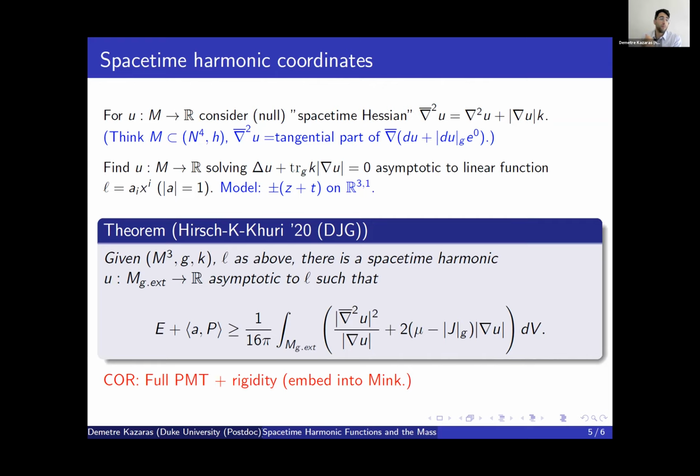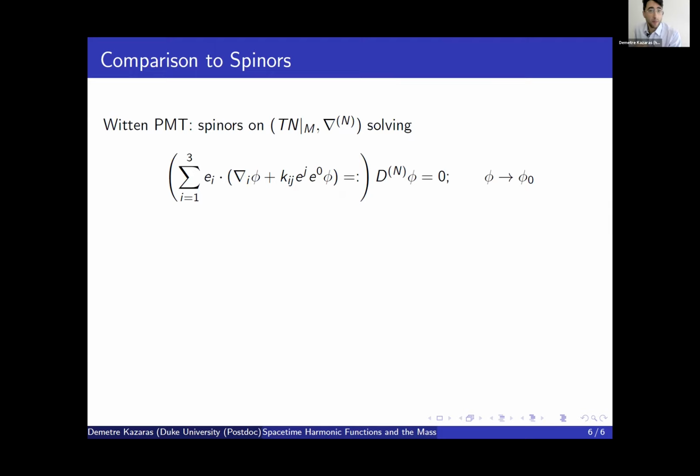Okay, that's the main, and you have to pass to some generalized exterior region that I won't mention here. Okay, just a minute to wrap up, just a comparison to spinors. In Witten's proof, one considers a similar thing, a spinor that comes from the Lorentzian four-manifold, using a connection that comes from that manifold. The spinor should be compared to the differential of our spacetime harmonic function.